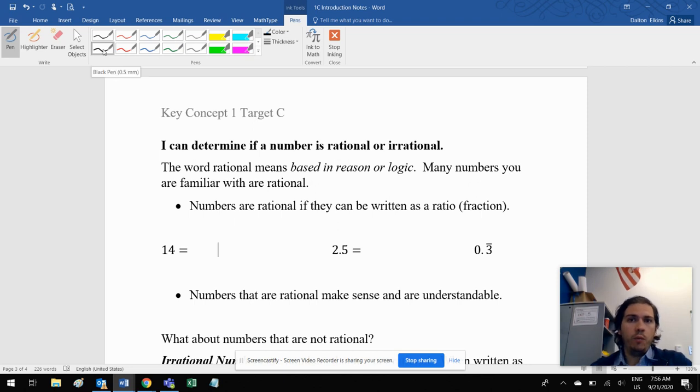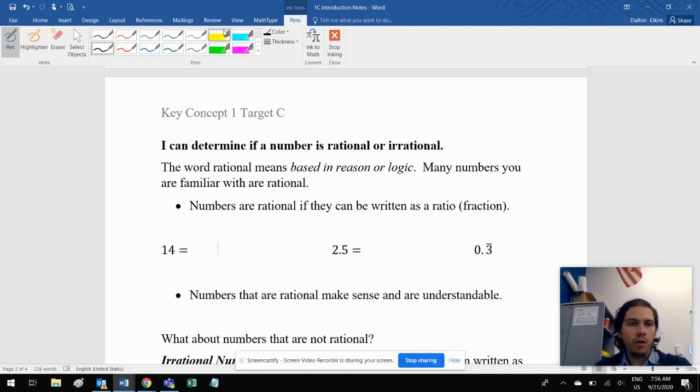One of the types of numbers that we're going to be getting into here are numbers that are known as rational. And if anything can exist in math, we've talked about the opposites of it. So we're going to talk about rational numbers and their opposites. So the goal for today is I can determine if a number is rational or irrational.